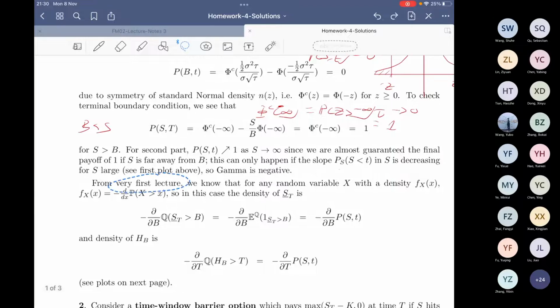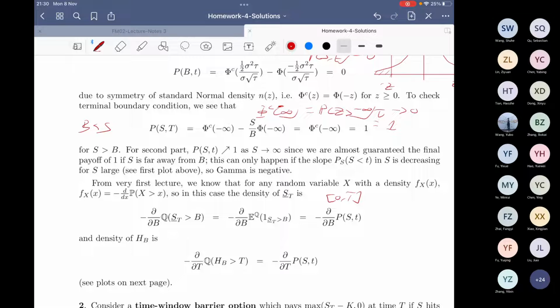So from the very first lecture, we know that for any random variable X with a density given by f of x, the density is equal to minus d/dx of the complementary distribution function of f, which is this. So in this case, the density of S under bar T, which remember is the minimum stock price over the time interval 0 to T.